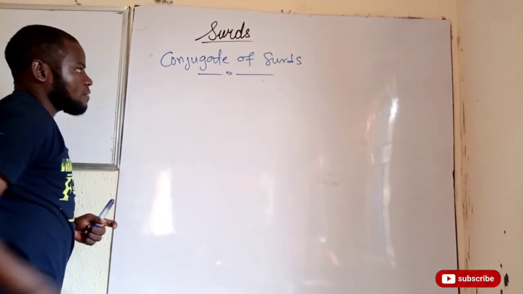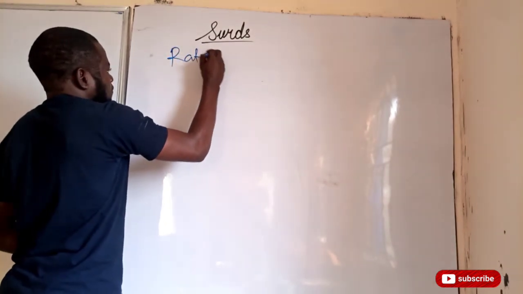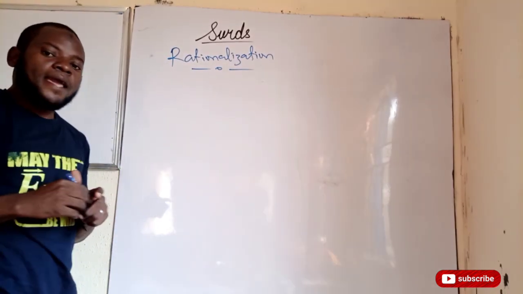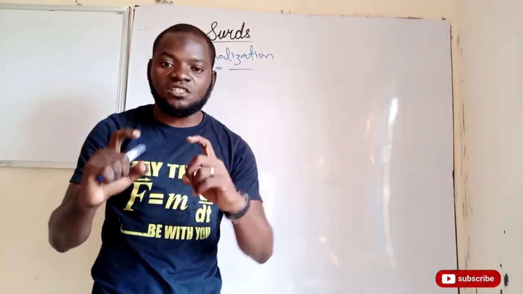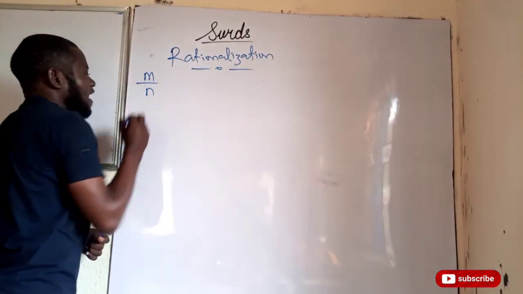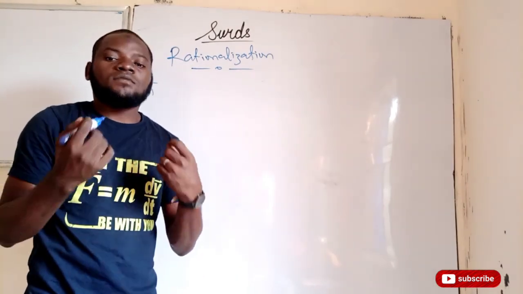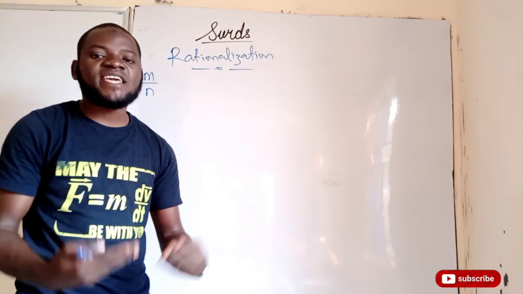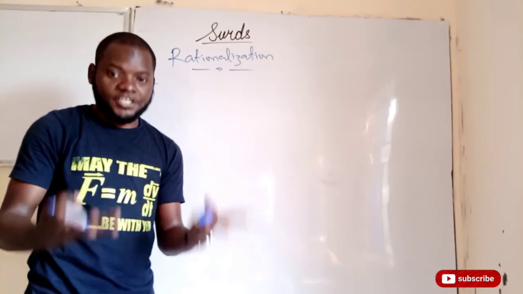Okay, class, when you talk about rationalization, you all understand that irrational numbers are those numbers that we cannot express as m over n. That is, you cannot find them at the denominator. Now, the only thing we can find at the denominator are the rational numbers. So the process of making an irrational number to become rational, that is what we call rationalization.